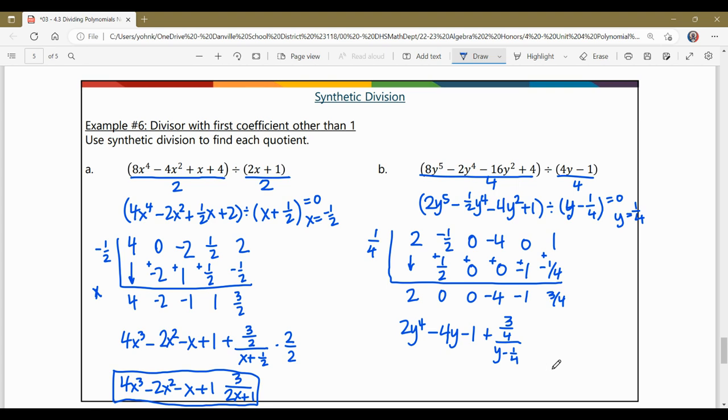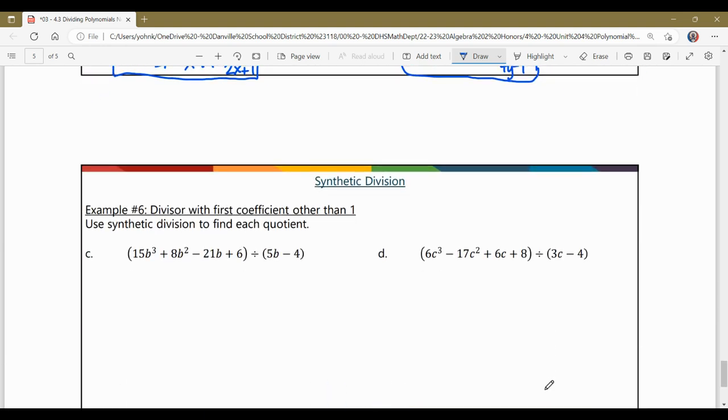However, I can't leave fractions in a fraction, so I'm going to multiply the top and the bottom by 4. Let's make that look a little better. So I'm going to leave 2y to the 4th minus 4y plus 1. I'm going to multiply the 3/4 times 4 to get 3, 4 times y to get 4y, and 1/4 times 4 to get 1. So 2y to the 4th minus 4y plus 1 plus 3 over 4y minus 1. Fractions can be ugly, kids, but your calculator can do it for you.